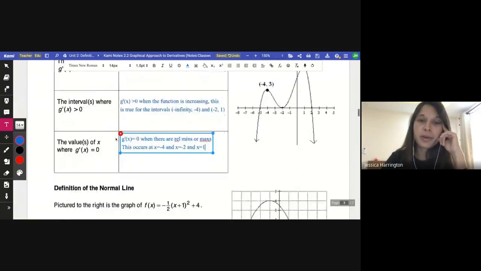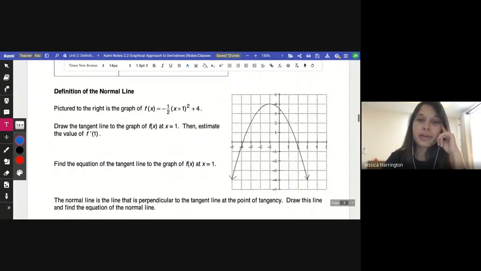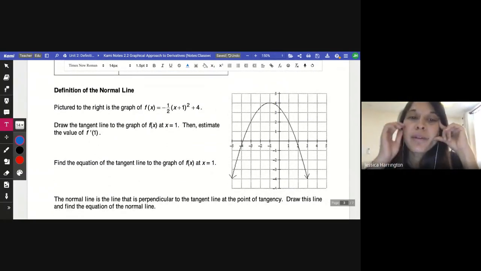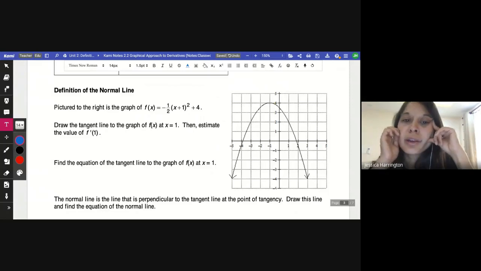Okay, one more thing we're going to go over. I know these videos are getting long. So the last thing we have to remember is a definition of a normal line. So here's this graph of this function that's right here. And it says to draw a tangent line to the graph of f of x at x equals 1.